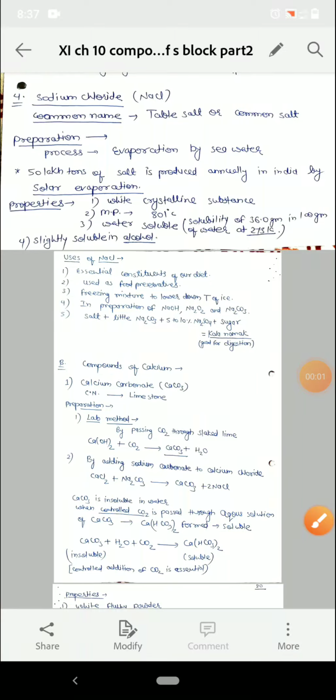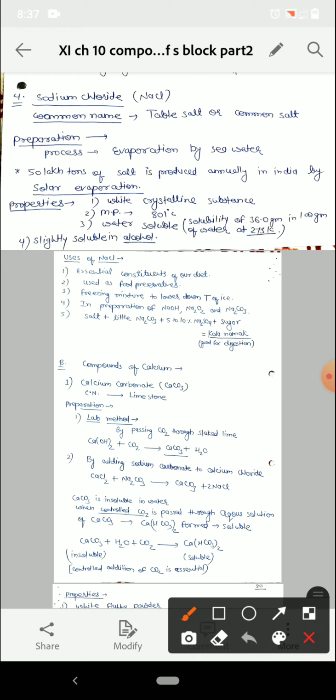Hello and welcome, students. Today we are going to study the compounds of the S block elements. It's part 2, in which we start from sodium chloride. Sodium chloride is what? It is NaCl.